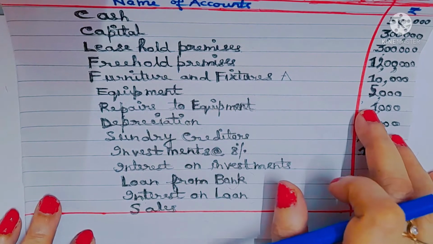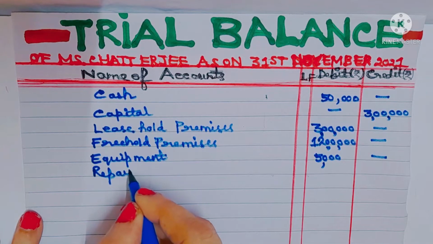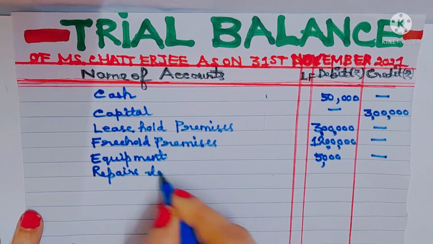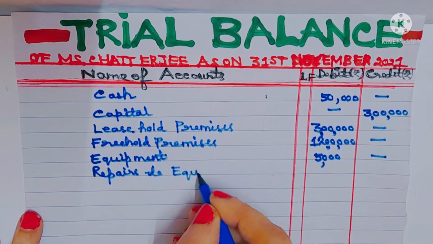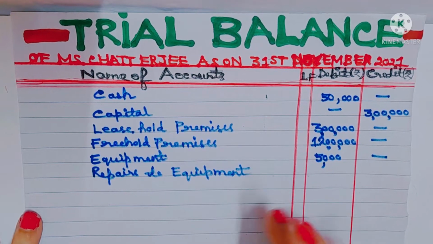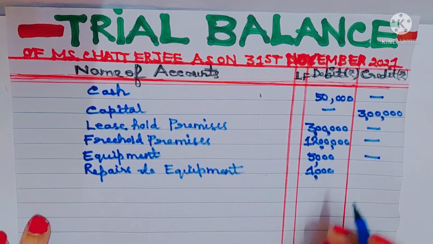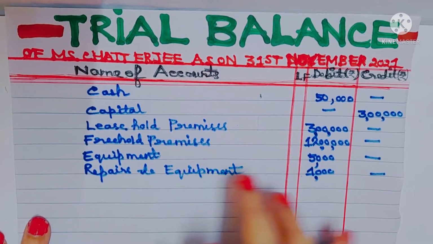Repairs to equipment 1,000. Let's write. Repairs to equipment, 1,000. Repairs to equipment is a debit balance.